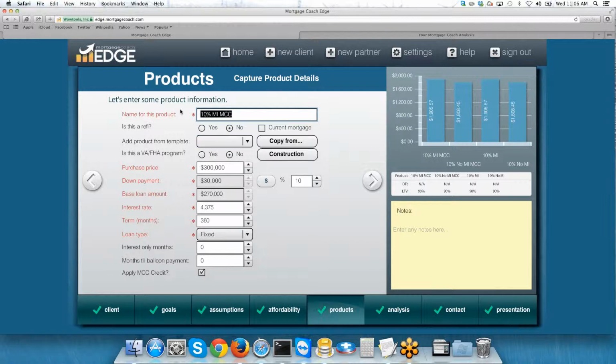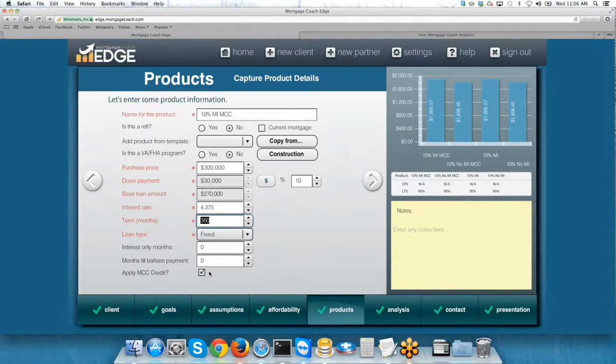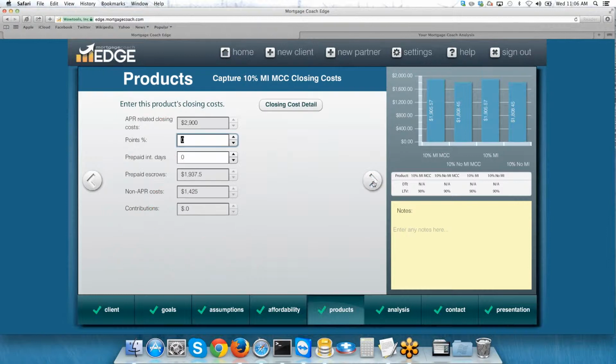So for my first product, we've got a 10% down with MI and the MCC credit. You can see I've got my 10% entered here. I have the rate of return I can get them right now and the term. And as long as you've got those variables that we discussed back in the affordability section, those being the tax bracket and the tax credit area filled out, you'll see a checkbox here that allows you to apply the MCC tax credit. And you can do this per loan. So that's how I'm showing some of them with and some of them without.